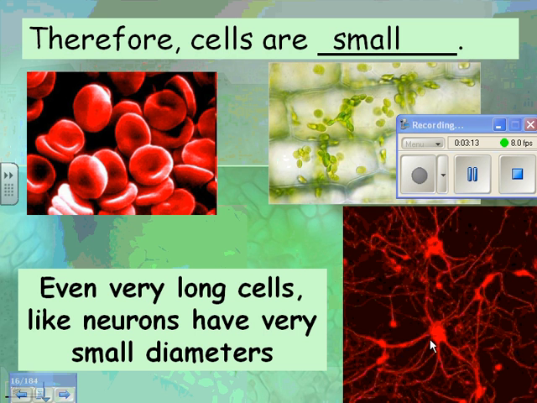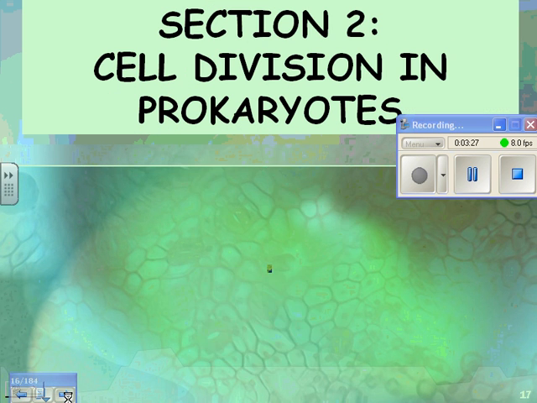Here's the idea. You can have the cell body of a neuron in your spinal cord, and one of these extensions can go all the way down to your toes. That's really, really long, so that's not a small cell. But the diameter of it is very small, so stuff can diffuse into it and out of it pretty easily.